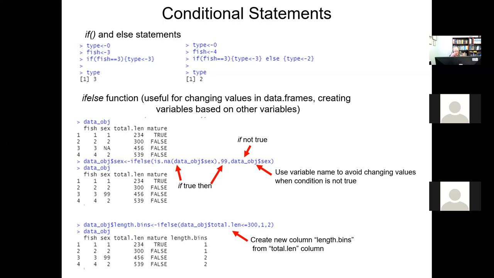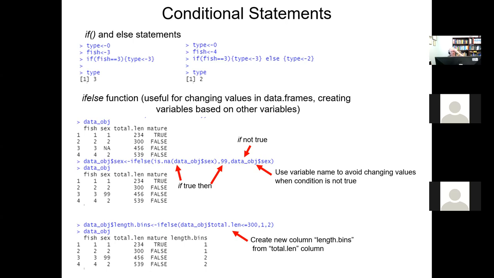In the example below, you can use the if-else to change values within a position column within a data frame on the fly. So in this case, again, we have the original data object of the fish data. I want to substitute any values of 99 under the column sex. Oh, I'm sorry, sorry to confuse you.